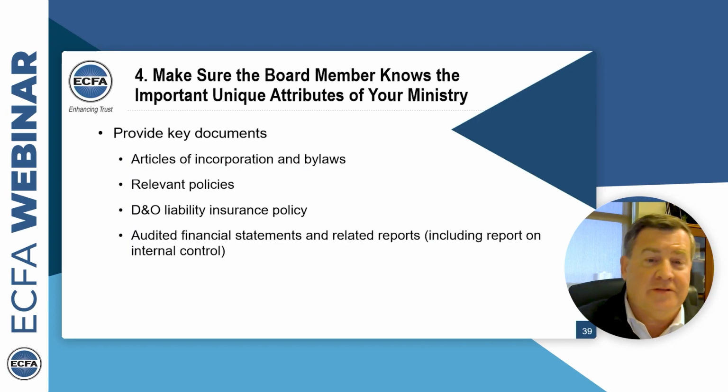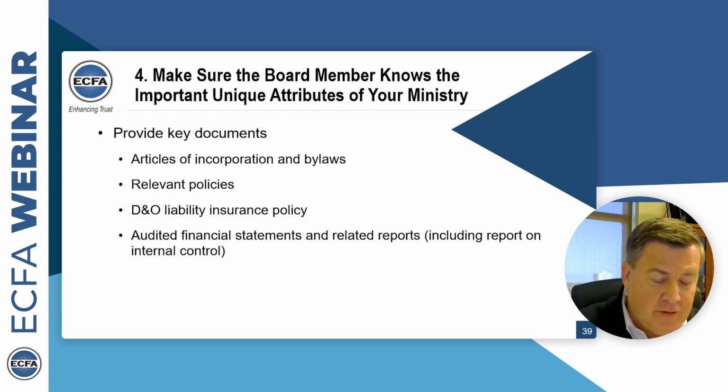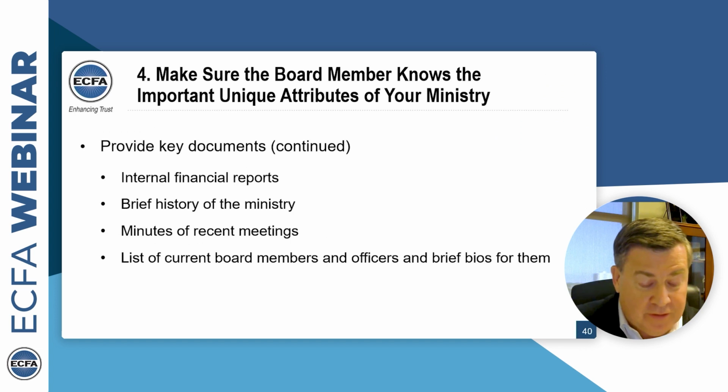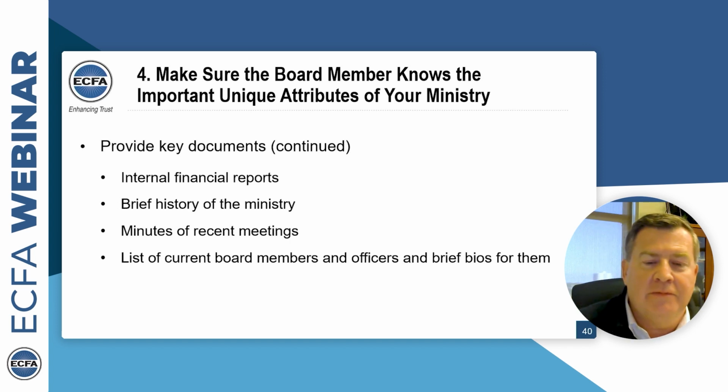So in terms of documents, this is easy. Just make sure that your new board members get your articles of incorporation, your bylaws, any policy documents that you have, meaning like policy manuals, and particularly your director and officer liability insurance policy, your audited financial statements, related reports, including any reports on internal control, your internal financial reports, a brief history of the ministry or the organization, minutes of recent meetings, a list of who the current board members are and brief bios for them. That would be a starter set of documents that would help them just sort of read and get an orientation as to what your organization is about.